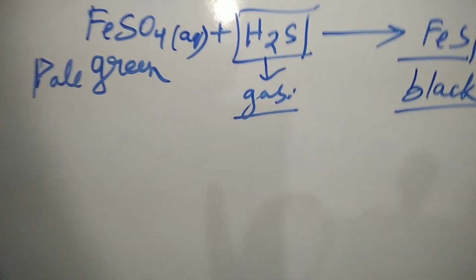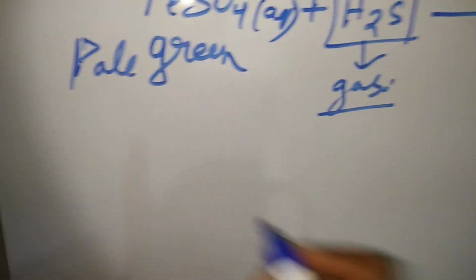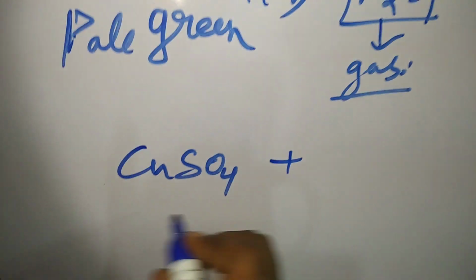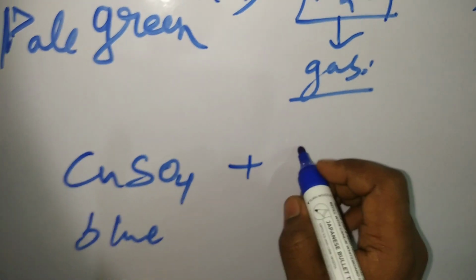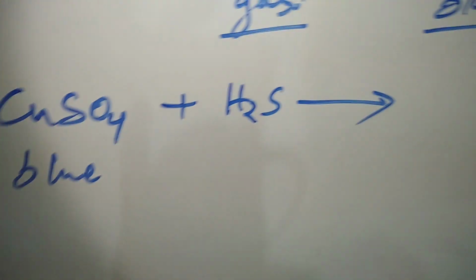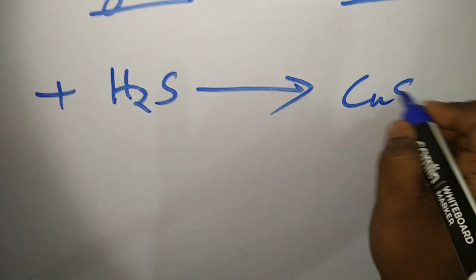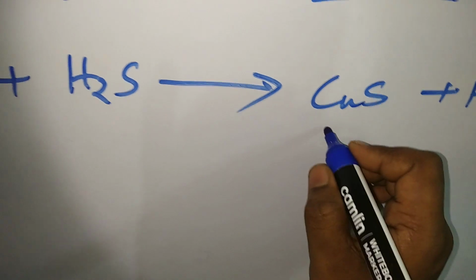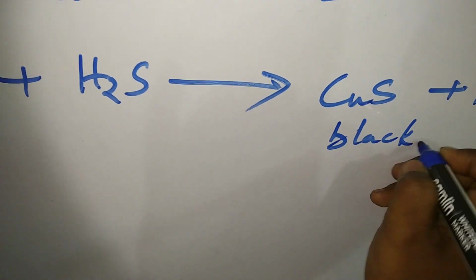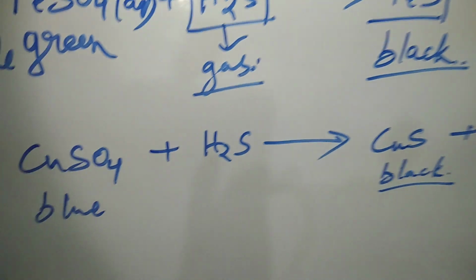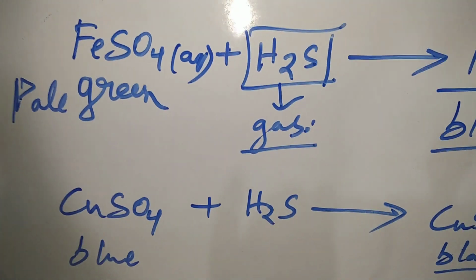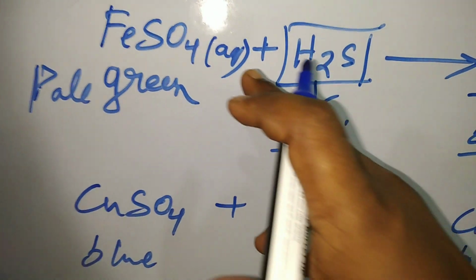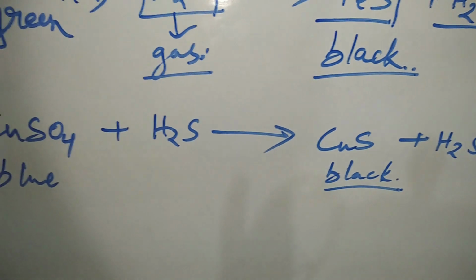See another reaction with the help of H2S gas. When CuSO4, which is blue in color, reacts with H2S gas, it gives CuS and H2SO4. It is black in color. Now you may ask me, when we inject H2S gas in other aqueous compounds, will it form a black precipitate? The answer is no.